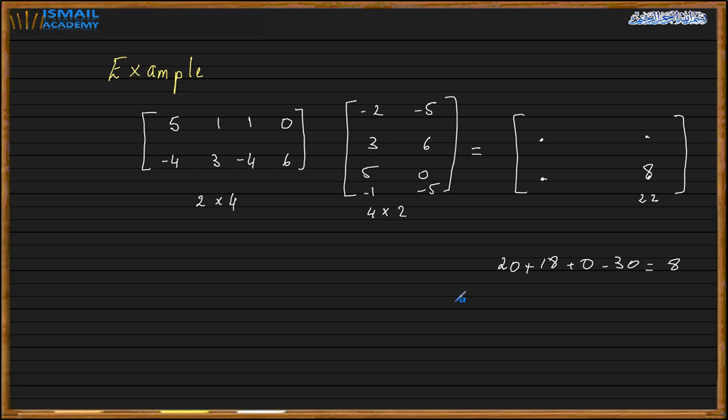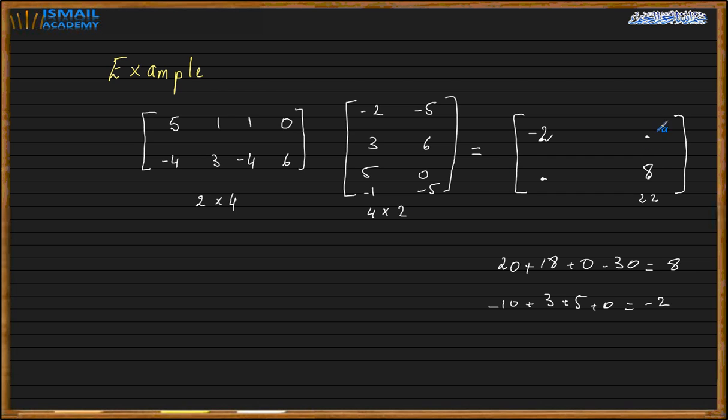Now I want to do, for example, this one. So this is first row, first column. That means I'm going to go to the first row of the first matrix and multiply with the first column of the second matrix. First row, first column. So here I will have minus 10. Minus 10, plus 3, plus 5, and plus 0. So at the end we have minus 2. So this will be minus 2.